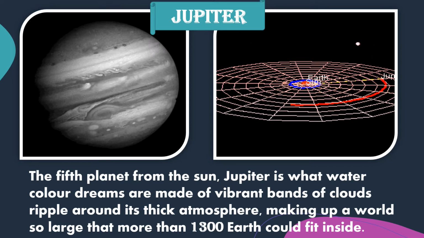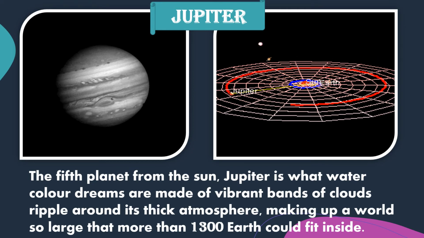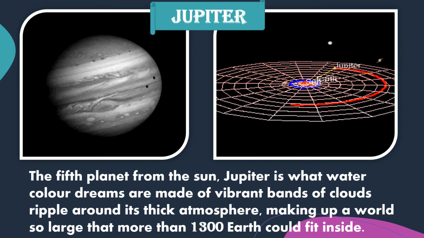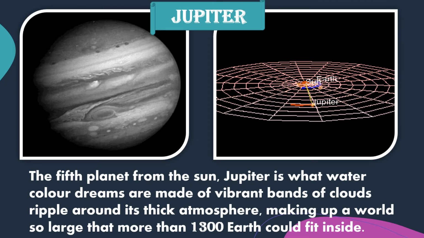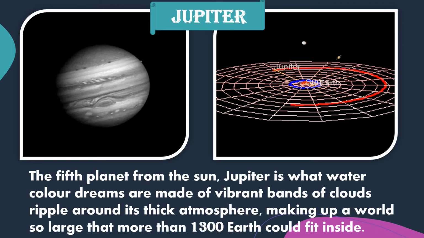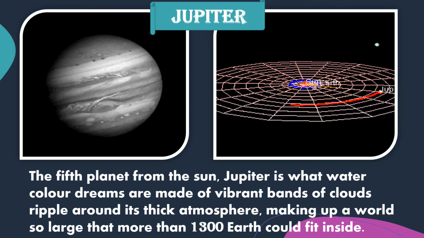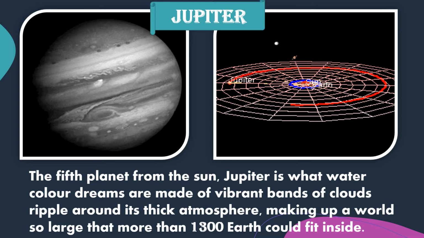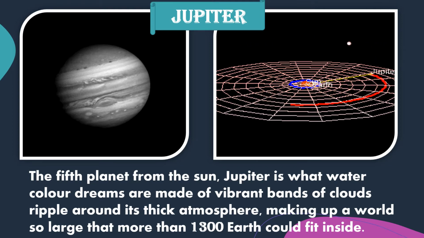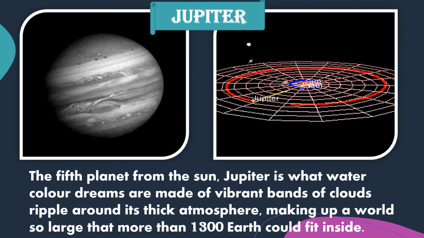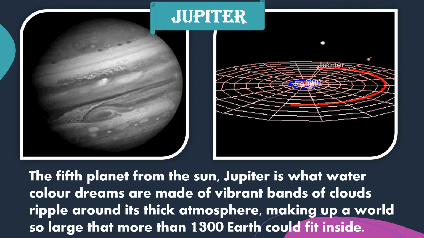and helium. So, the fifth planet from the Sun, Jupiter is what watercolor dreams are made of: vibrant bands of clouds ripple around its thick atmosphere, making up a world so large that more than 1,300 Earths could fit inside.